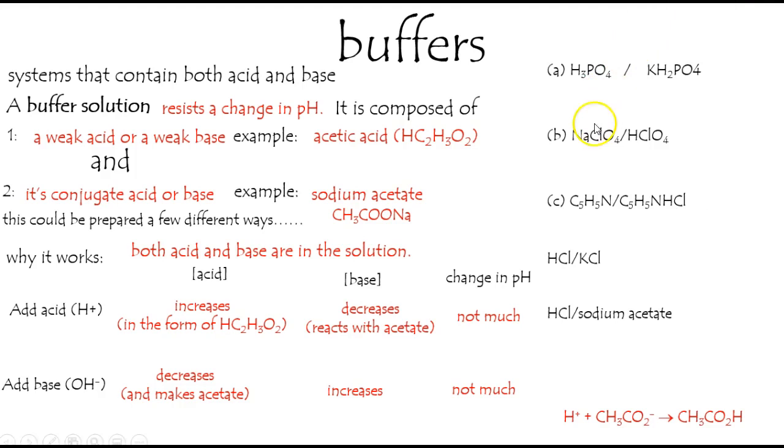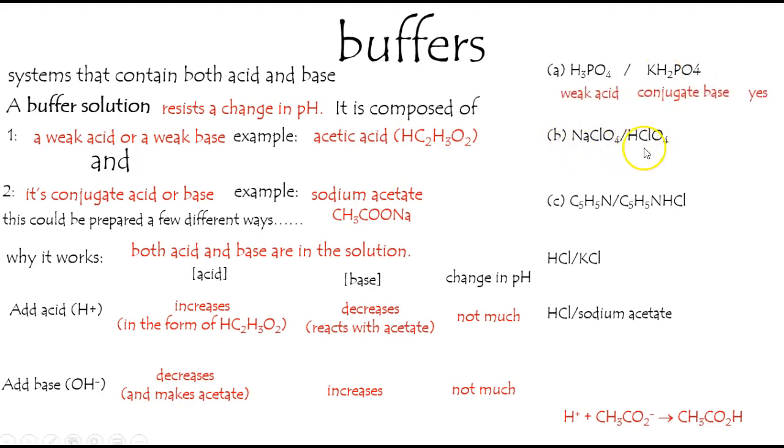All right, here's some combos. Tell me if they are buffer systems. Phosphoric acid, to which people have added potassium dihydrogen phosphate. Well, that is a weak acid. It's not on our big six list. That is its conjugate base. I like it.